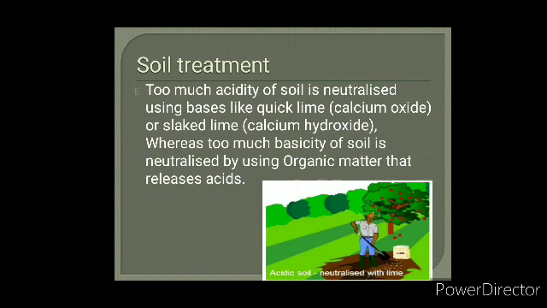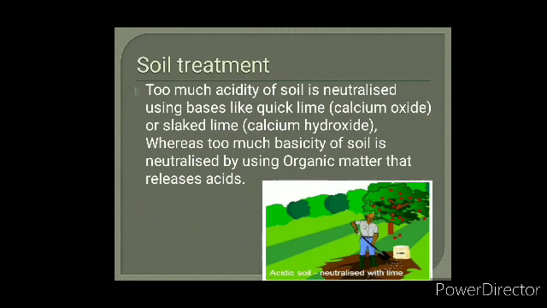So to make the soil neutral, we have to follow some steps. If the soil is too acidic, then we should add some base. If the soil is too basic, we should add some acid to it to neutralize the effect. Because, as we already discussed, plants don't grow well when the soil is either too acidic or too basic. So we need a neutralized soil, and for that purpose we need to neutralize it.